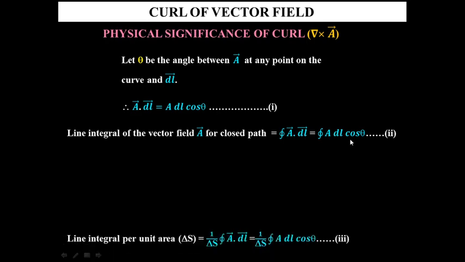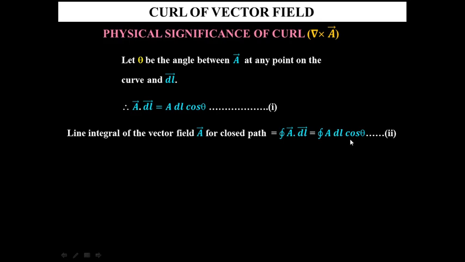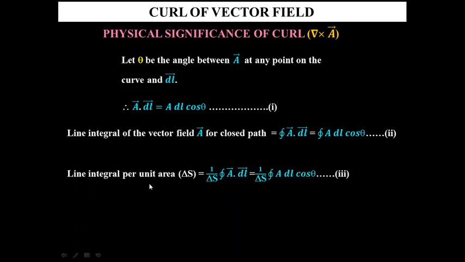Now the line integral per unit area. The line integral of the vector field for a closed path per unit area will be the line integral per unit area, and we know that the area is delta S.